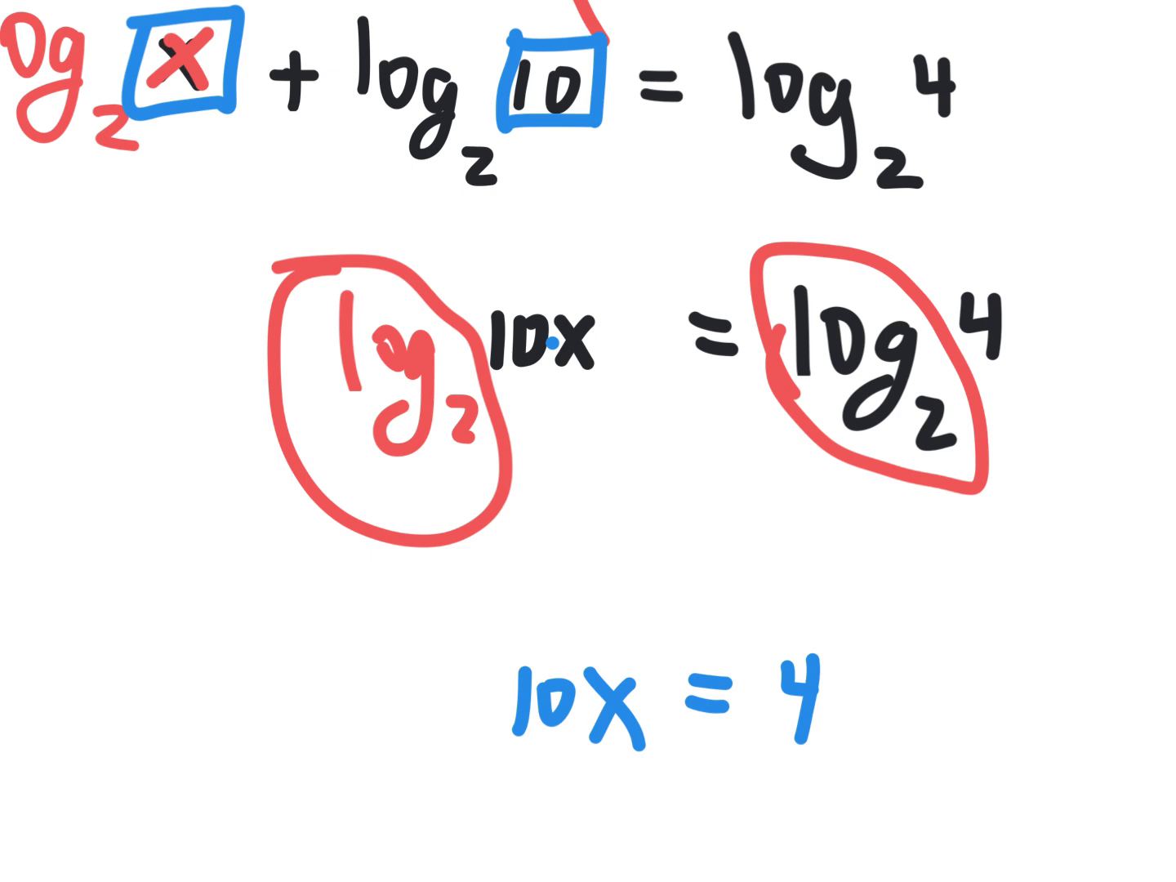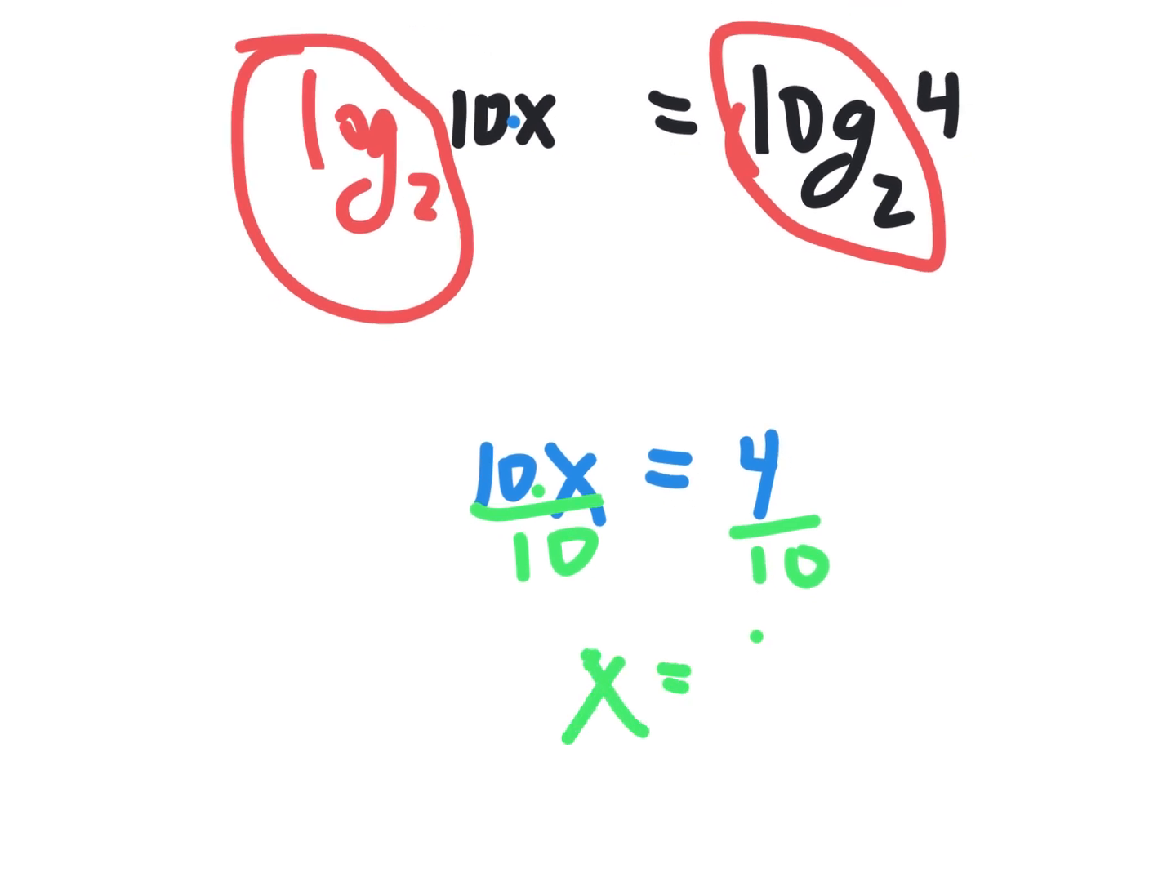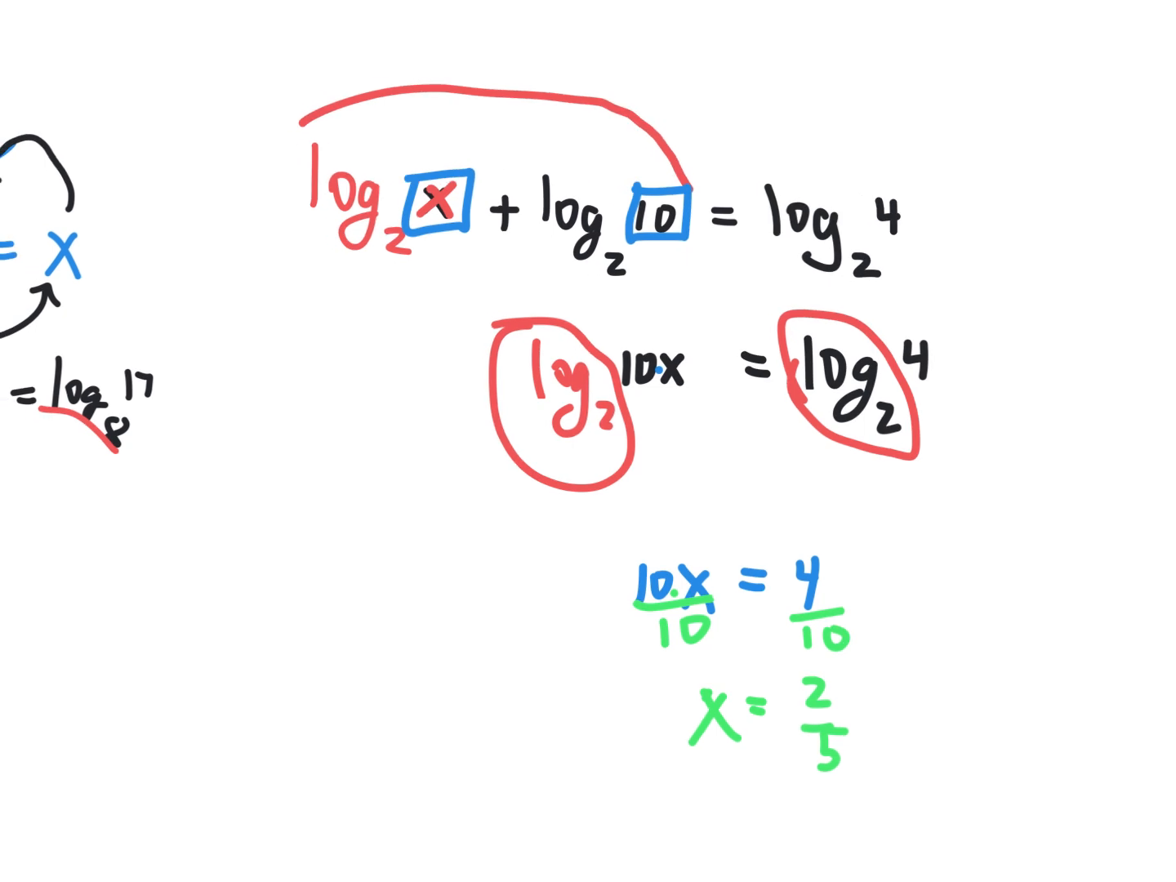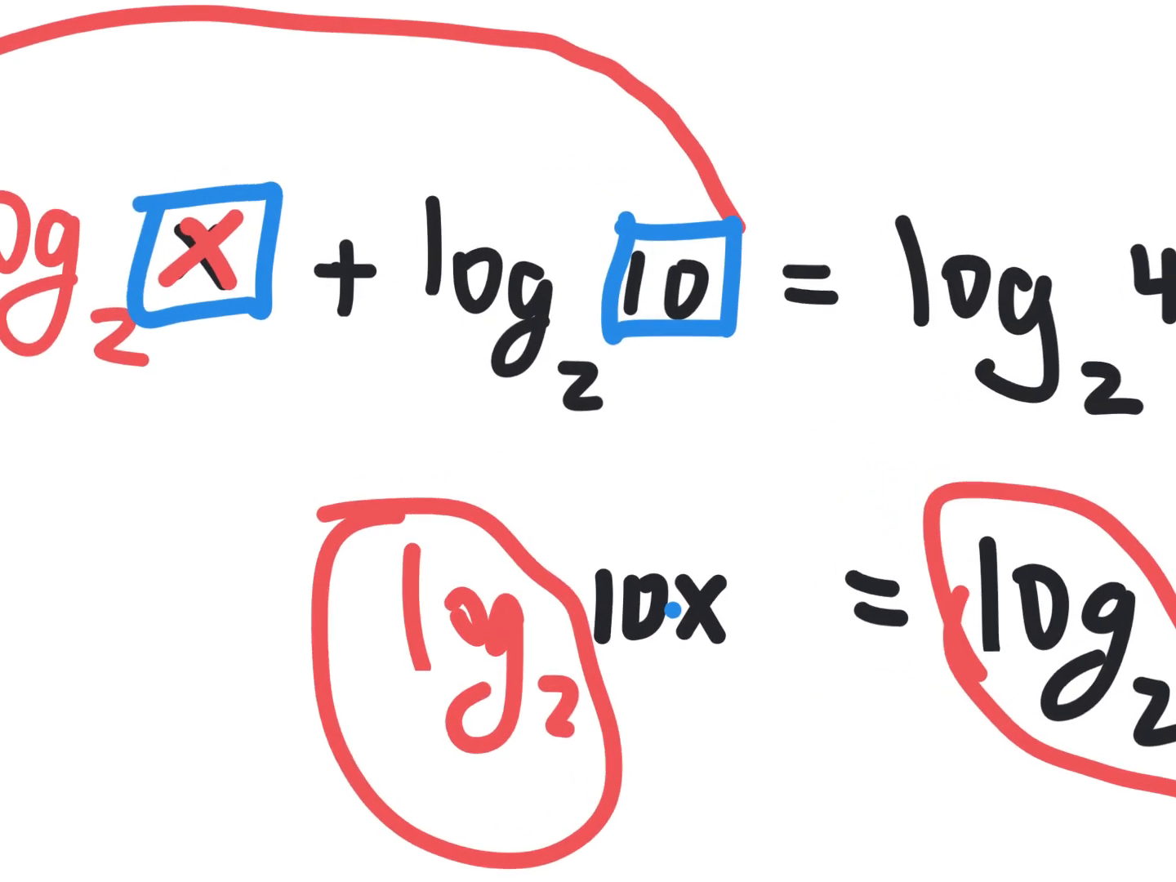That's powerful for solving because now if you can't solve 10x equals 4, you're in the wrong class. Divide by 10, divide by 10. 2/5? Raise your hand if you had 2/5. Okay, cool.